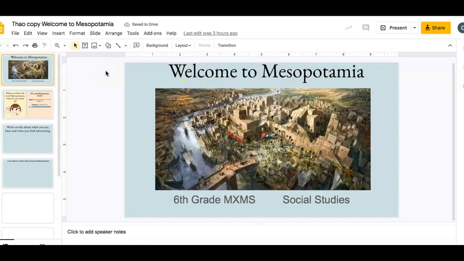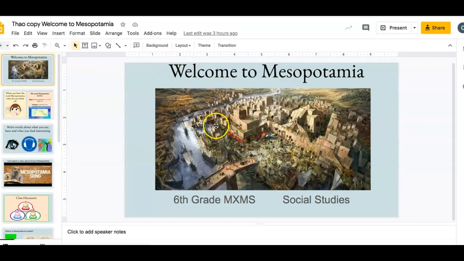When you go into the second slide, this photo right here is a remake of the city-states in Mesopotamia. What archaeologists do is, when they find these artifacts, they actually replicate what they have found and what they think it looks like, okay, which is really cool.